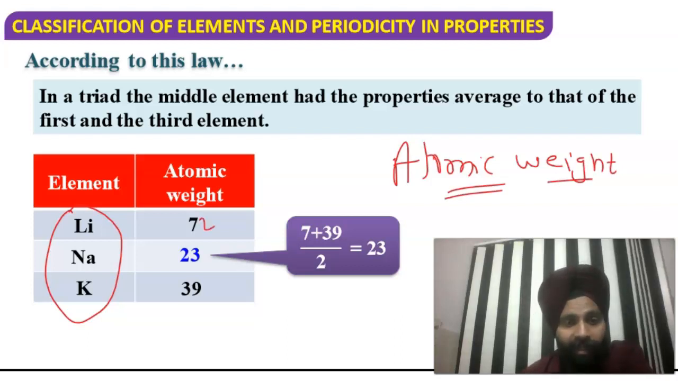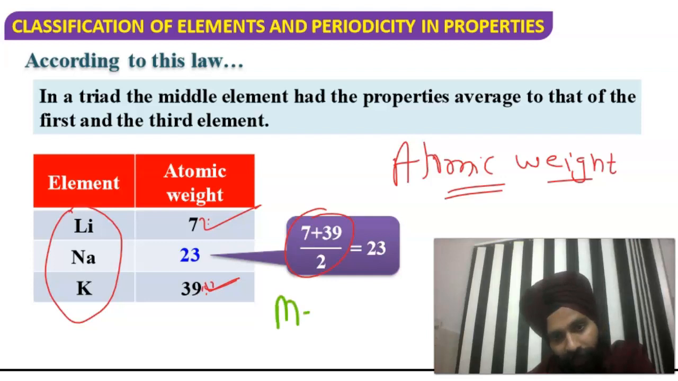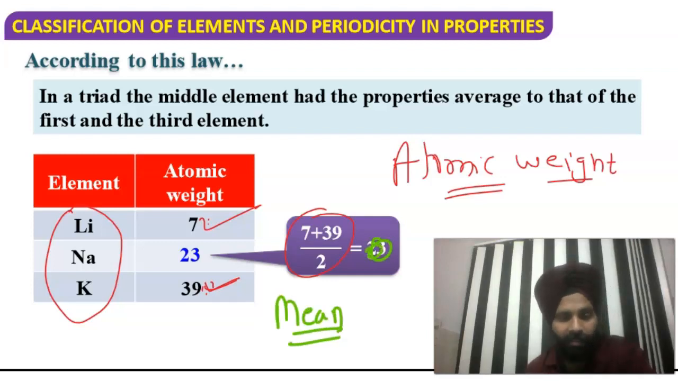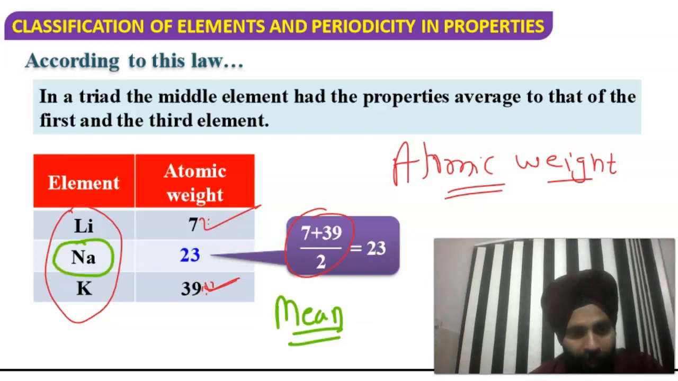The atomic mass of lithium is 7 and that of potassium is 39. If we sum these and divide by 2, we have calculated the mean. The mean comes out to be 23. So the element which lies between these is sodium.